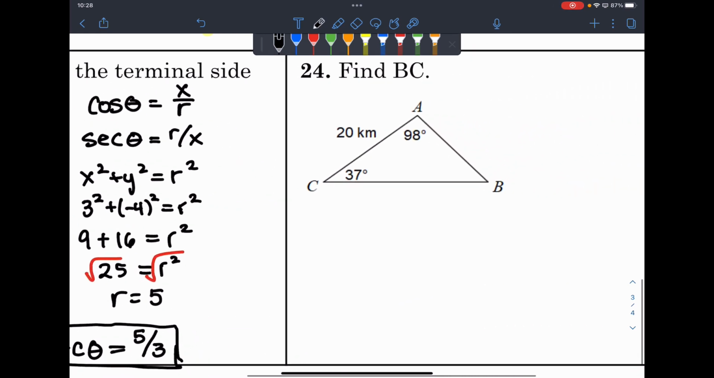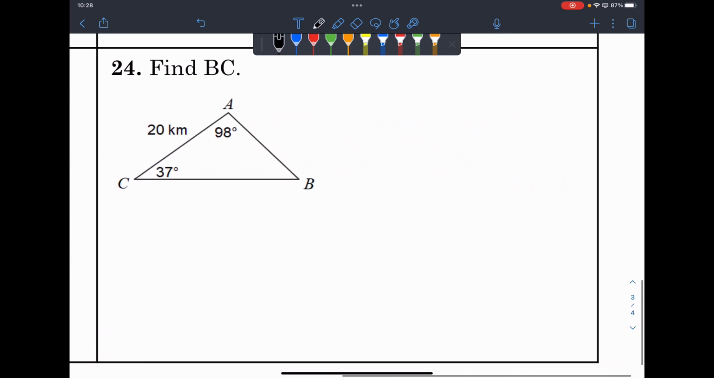And finally, for the last problem, we want to figure out the length from B to C. So we want to know how long this side here is. We're going to call that x. Here you'll notice that we're given an angle, side, and angle, ASA. So we're going to use the law of sines in order to figure out this missing side.